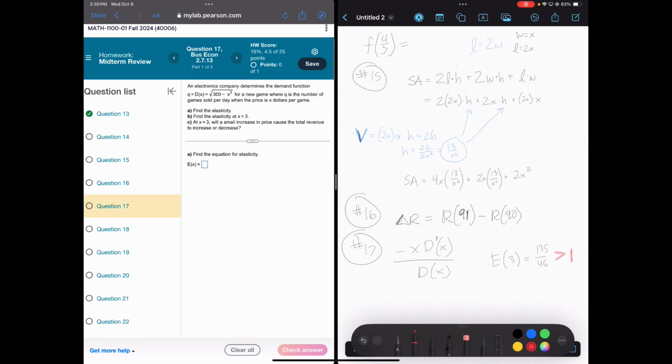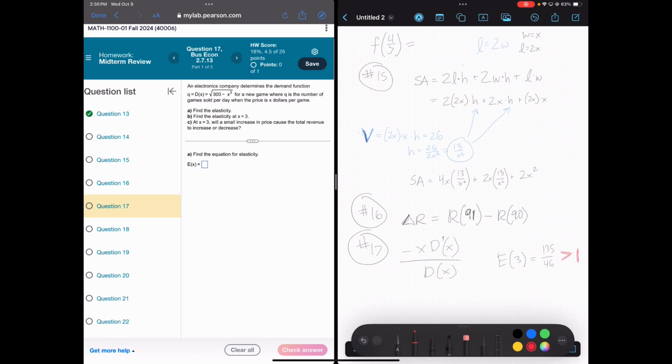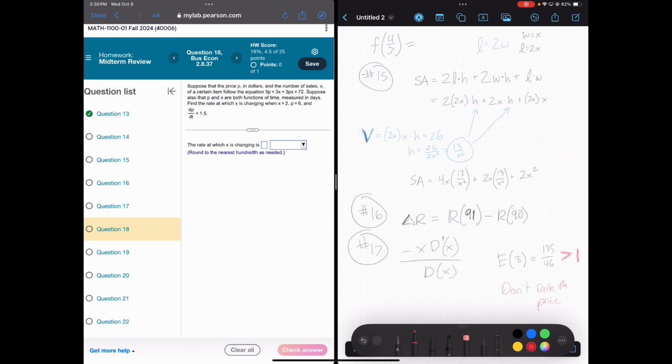What does that mean? Raise the price or lower the price? Lower the price. You really should be lowering the price. So will a small increase in price cause the total revenue to increase or decrease? Decrease. You don't want to increase the price if you're elastic. If it were less than 1, then it's inelastic, and you do want to increase the price. But in our case, since that's greater than 1, don't raise the price. So that's a good little reminder about elasticity. Sorry, I'm going faster now because I took too long on the other ones.